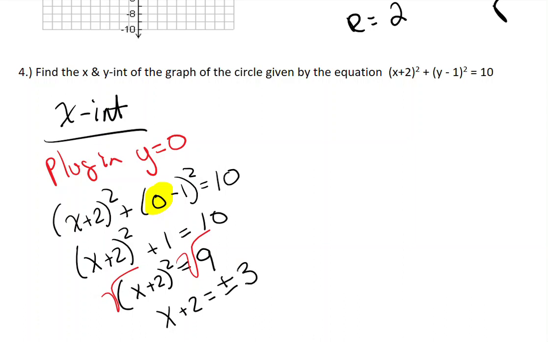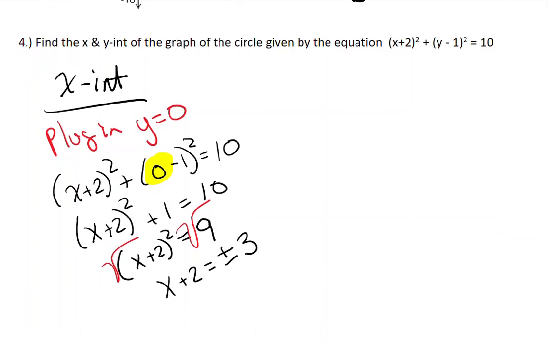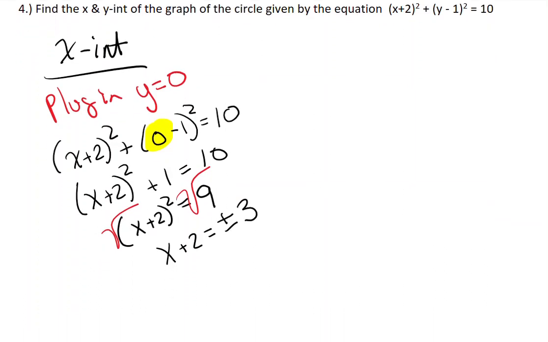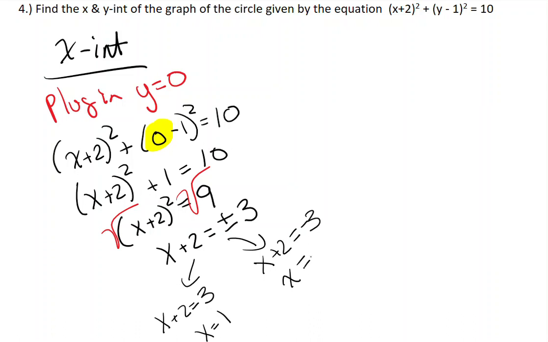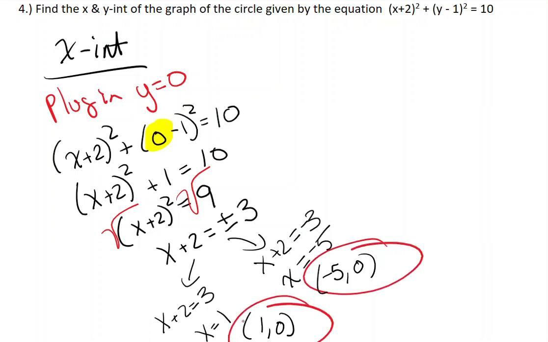Plus or minus 3. Make sure you put the plus or minus. So from here, I'm going to get x plus 2 equals 3, or, and I should say, x plus 2 equals negative 3. So x equals 1 or x equals negative 5. These are coordinate points, guys. So I'm going to do 1, 0, and I'm going to do negative 5, 0. So there are my x-intercepts.